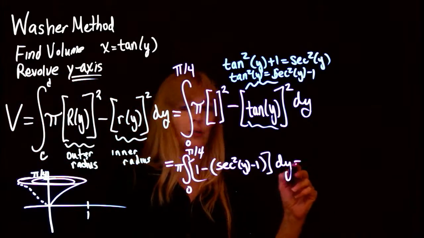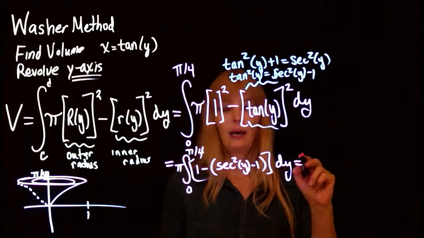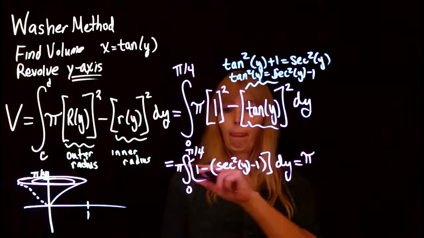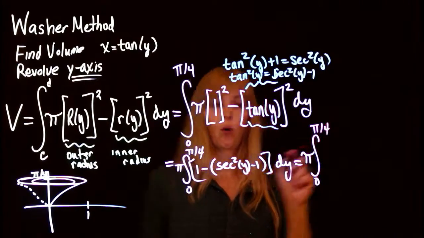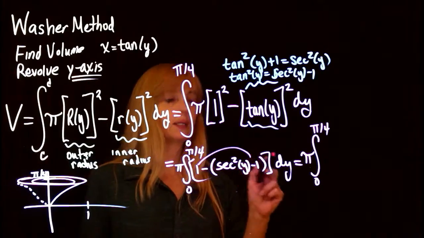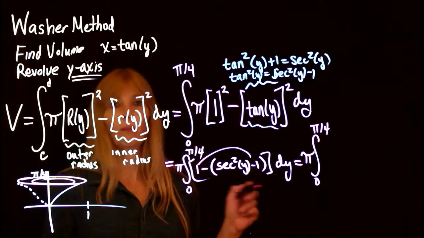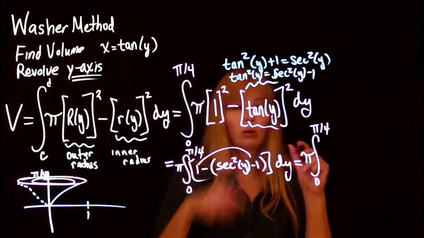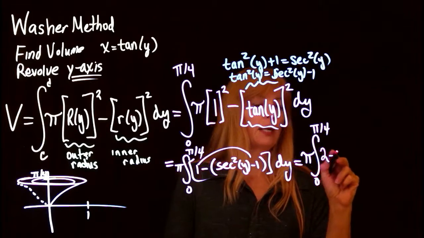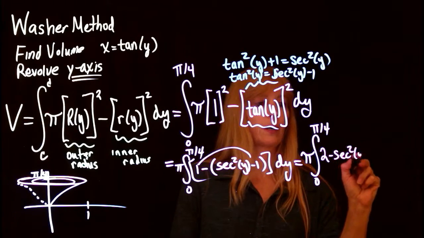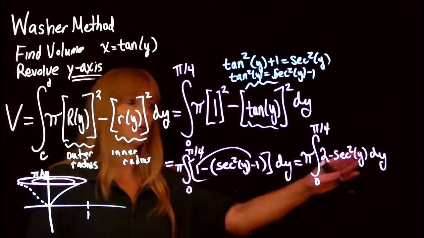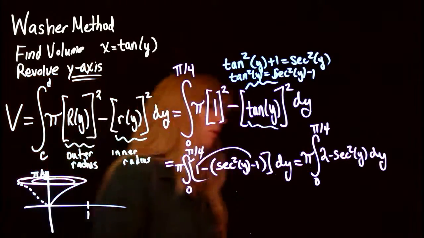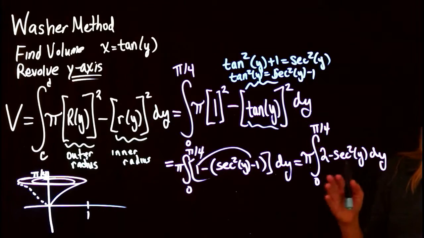So that part's kind of nice. So if I go, say, here, then I have my pi. I have my 0 to pi over 4. I have 1 minus a negative 1. So 1 plus 1, 2. And then minus secant squared y dy. I'm getting close to the end over there. All right, so get out of the way of the writing.